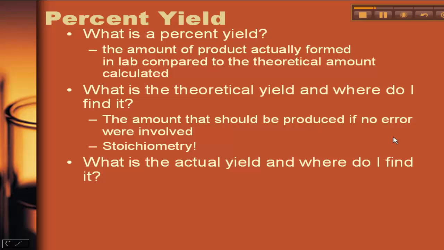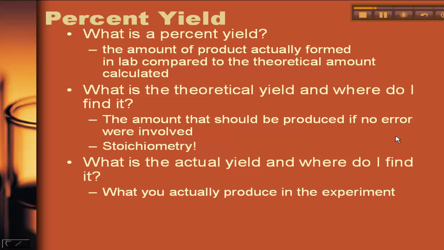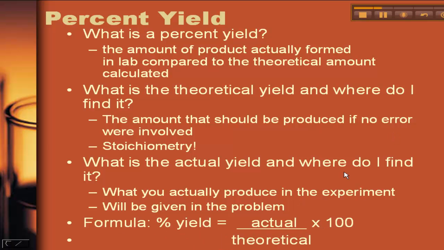So the actual yield is what you actually produce in the experiment, and since we can't just stop taking our quiz or test and go do the experiment and get the actual yield, you will have to be given that in the problem. So the formula is fairly simple. It's just a percent formula: you take your actual value, divide it by your theoretical value, and multiply that by 100. So let's look at an example problem.